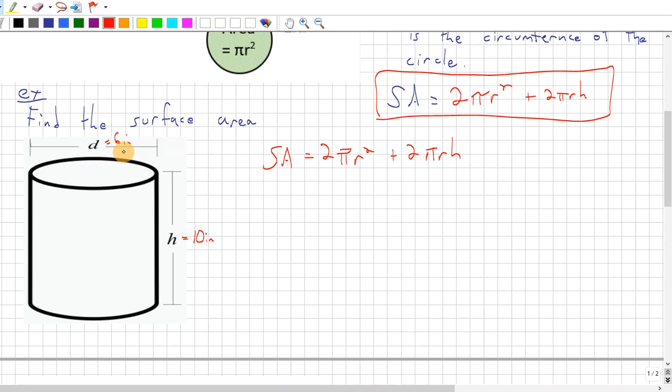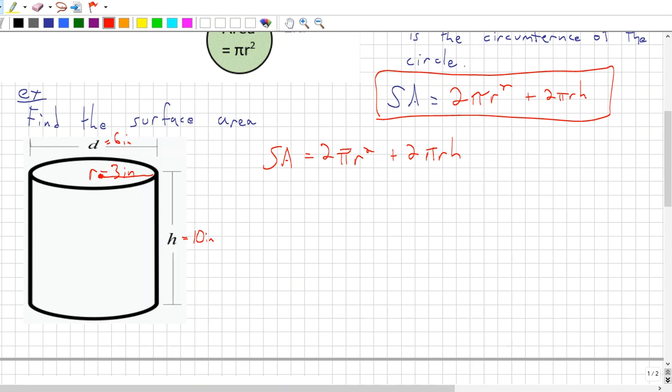So in this case, I have the diameter, d equals 6. That's not the radius. R is the radius. This is not the radius. So the radius is half of the diameter, so that's going to be 3 inches. Okay, the radius goes from the center of the circle to the outside. The diameter goes all the way across. The height is 10. That's fine.